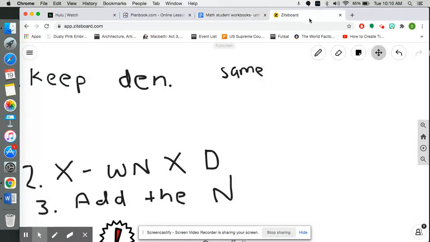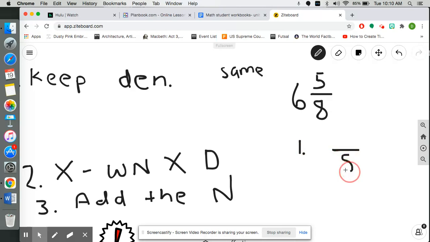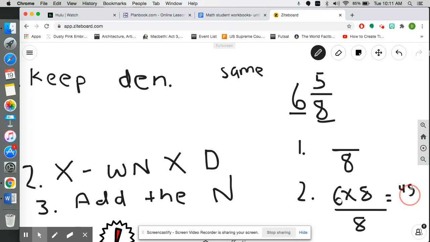All right, so now we're going to do 6 5/8. So I'm going to write that here, 6 5/8. Okay, so step number 1 says to keep the denominator the same. So I'm going to still have 8s when I'm done. Step number 2 says I'm going to multiply the whole number by the denominator. So step number 2 is going to be 6, this is my whole number, times 8 over 8, this is my denominator. Well, if I know my multiplication facts, if not, I can look at my chart. That equals 48 eighths.